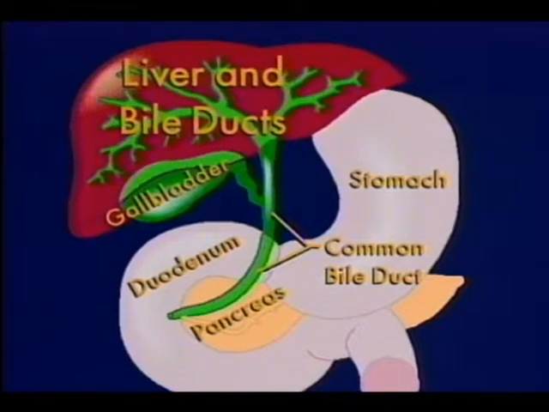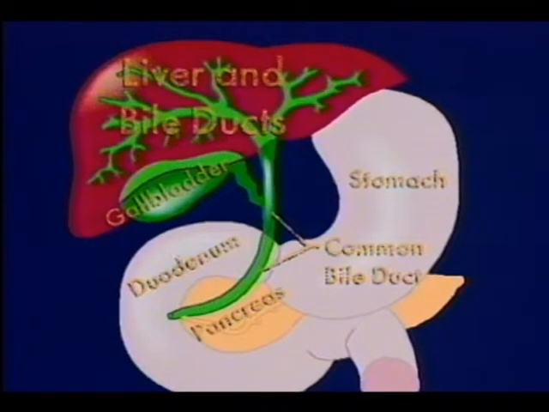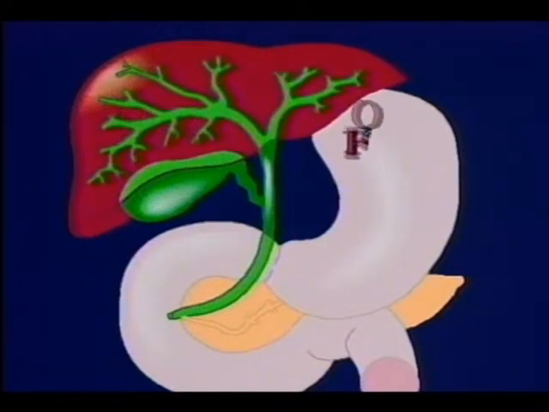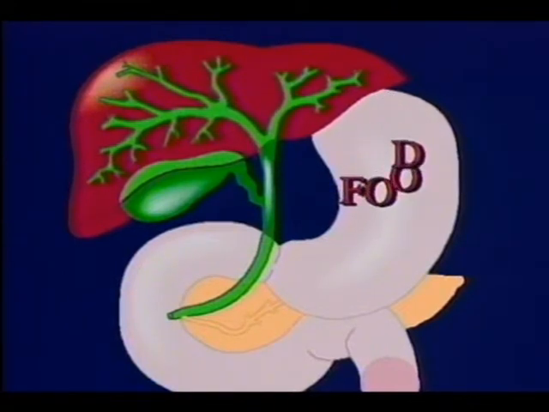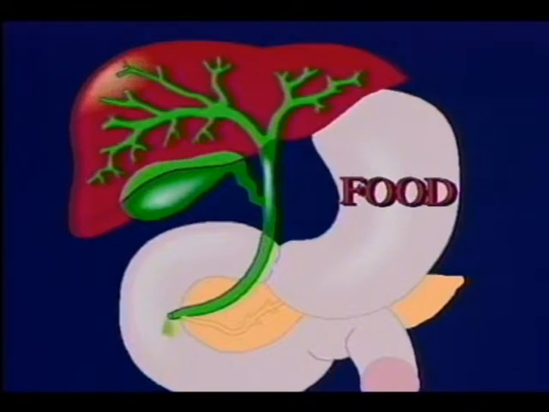It is made continuously by the liver and is collected by the system of bile ducts for temporary storage in the gallbladder. When food enters the stomach, a chemical signal is sent through the bloodstream, causing the gallbladder to contract, much like a squeezed bottle. This forces the bile in the gallbladder out through the common bile duct and onto the intestine.